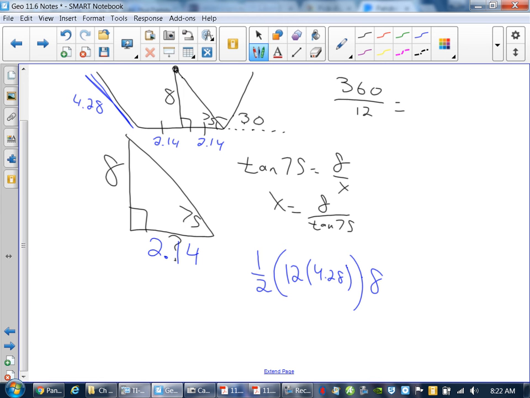This does get a little goofy, but if you keep in mind that you're kind of doing the same thing over and over and over again, and if you continually draw the picture, you're going to be just fine. Okay? What'd you get? 205.44?